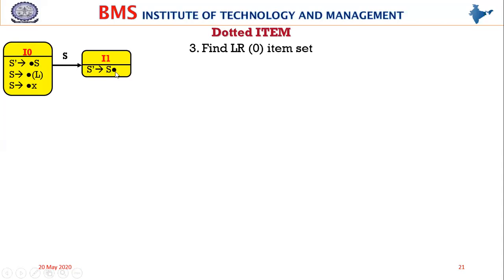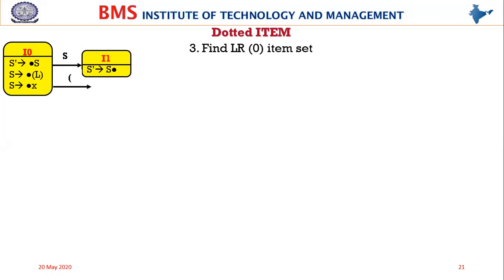Now the dot has reached the extreme right, so it should be a reduce, but it is not a reduce now, but it is an accept state because we have got the dot to the extreme right for the start state, and that is a point where we need to stop parsing. So for that reason it is called an accept state. When the dot reaches the extreme right for the augmented start state, it is called an accept state. Fine. Okay, the next move is possible on open parenthesis.